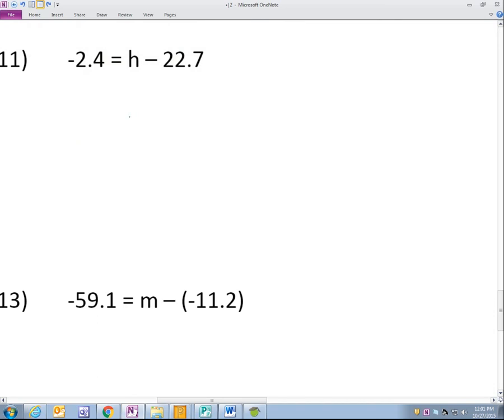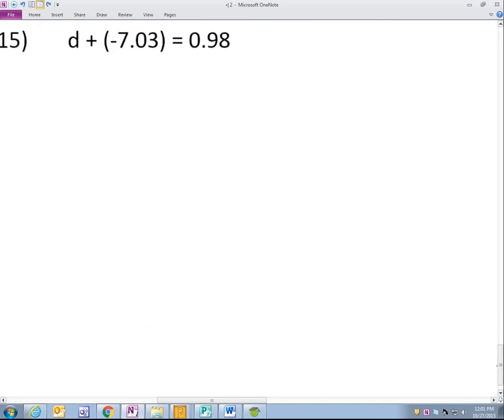So let's do 15. Now, here's a situation where we have something happening to the variable. It is d plus 7.03. It is d plus 7.03. First thing we need to do is we always check to see what's happening to the variable. So how am I going to do the opposite of what's happening to the variable? Logan?